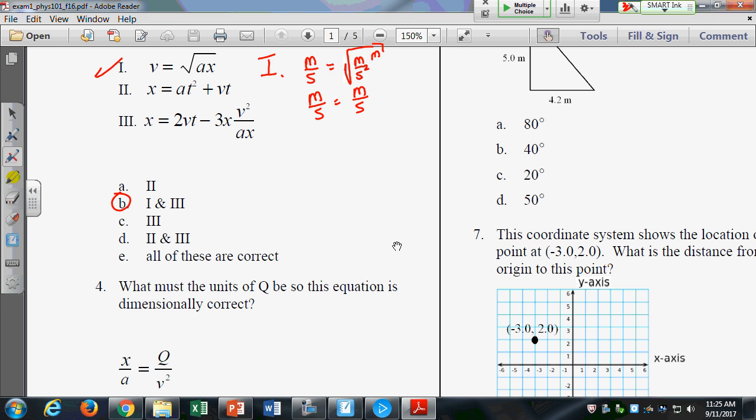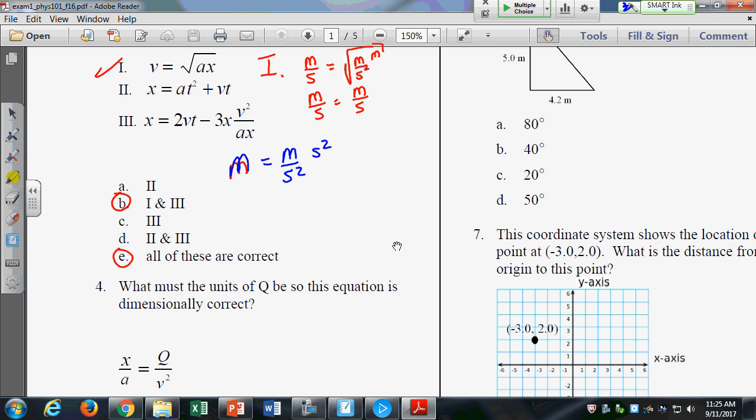Oh look, I could just stop right there. Or it could be either B or E at this point. So I'll have to check the others. For number 2, X is meters. AT squared, that's meters per second squared. T is seconds squared. So far we're okay.